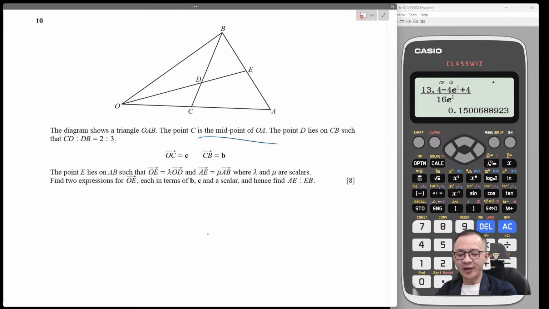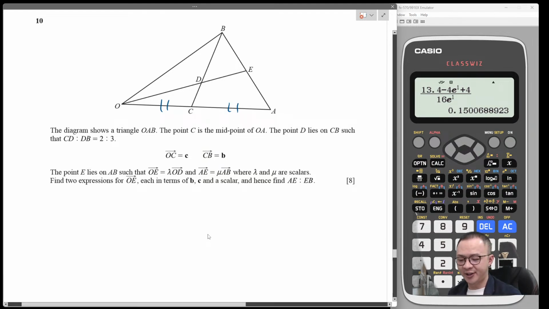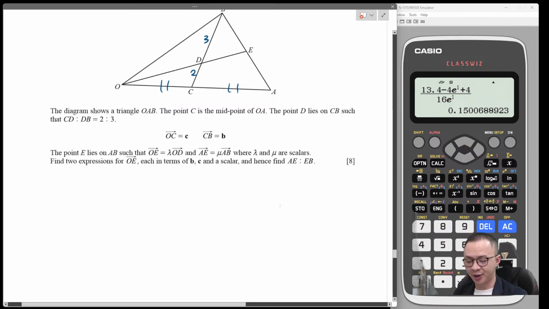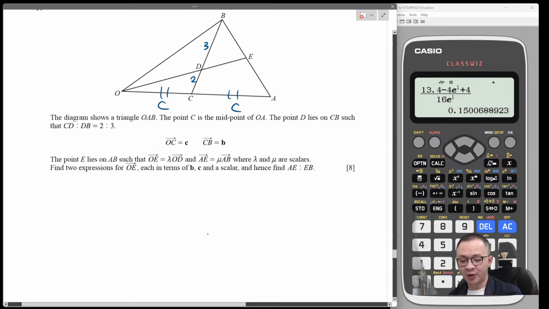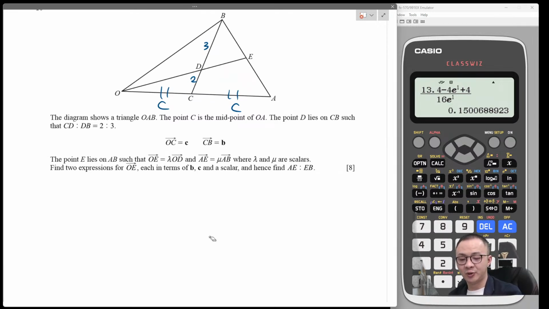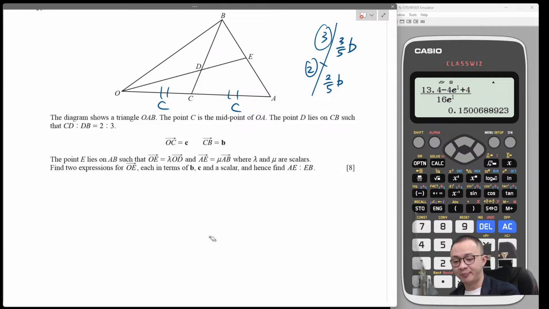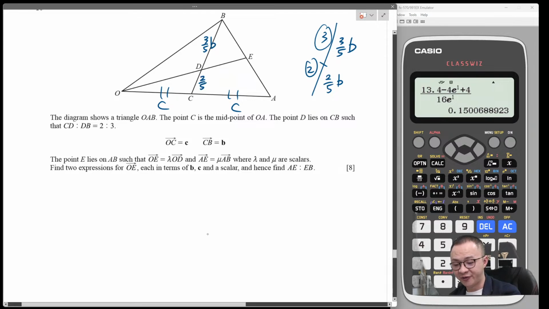C is the midpoint of OA, so this one is the same length. D line, okay, we have CD is ratio 2, DB is ratio 3. Okay, we have some ratio here. OC will be c, so here got one more c, because they have the same length. OB is b, so 1b, if I cut them into two different ratios, this one is 2 over 5b, right? This one will be 3 over 5b. How do I get 5? 3 plus 2, I get 5, okay? So I better write them in the proper form. 3 over 5b, this one is 2 over 5b.